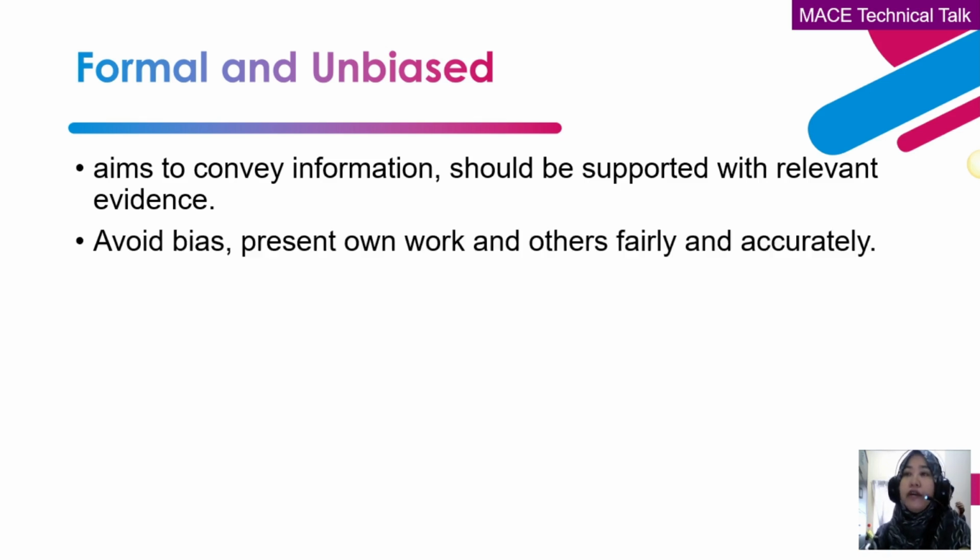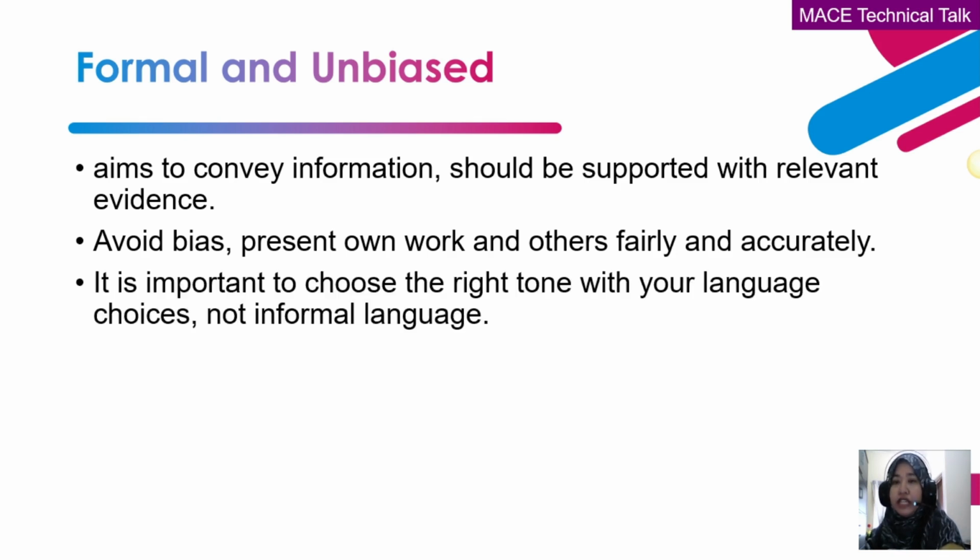To avoid bias, it is important to represent the results of your work and other researchers' work fairly and accurately. This means clearly outlining your methodology and being honest about the limitations of your research. Because of this, it is very important to use the right tone with your language choices. Avoid informal language, including slang, contractions, clichés, and conversational phrases.